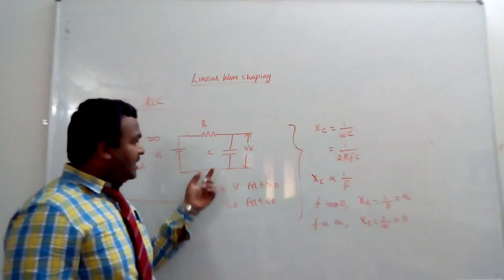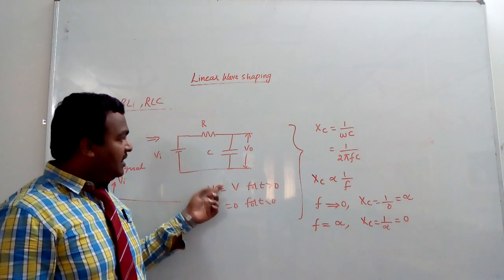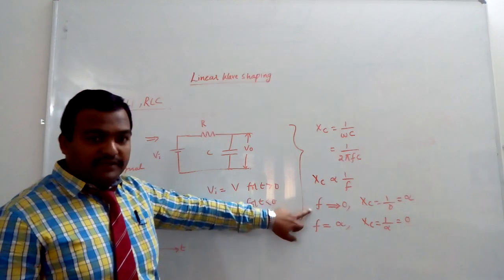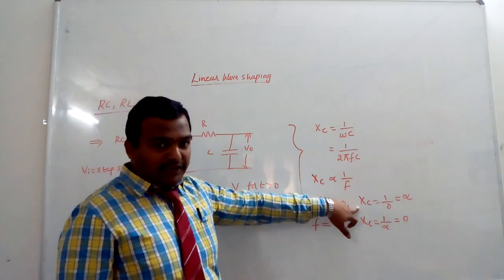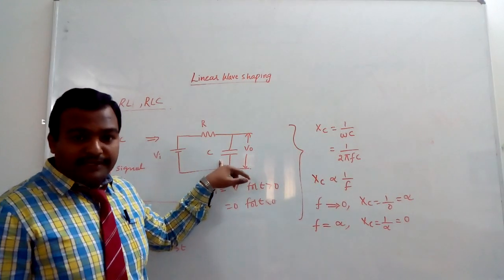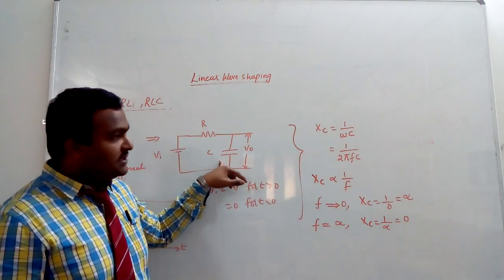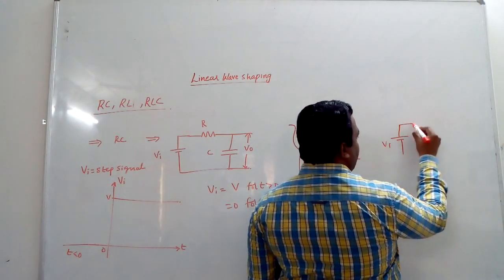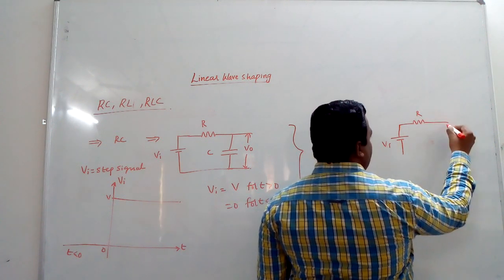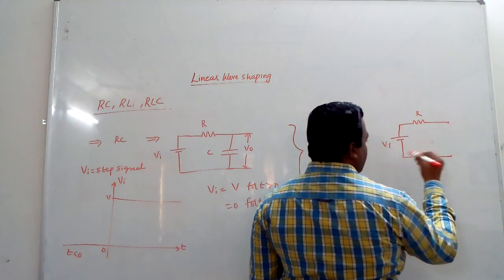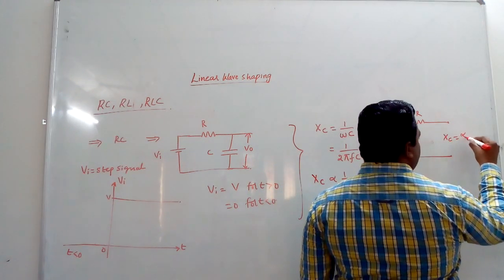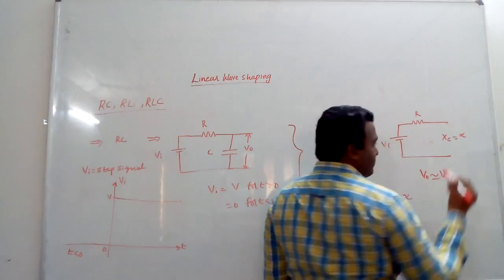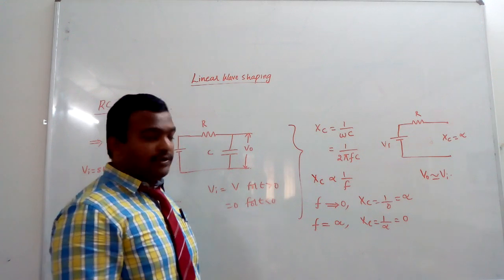Now by substituting the reactance of the capacitor, either 0 or infinity, how will the circuit behave with respect to the input? If I go for low frequency, F is equal to 0, Xc is equal to infinity, and the capacitor will almost act like an open circuit because of infinite reactance. Now the modified circuit I can define: this is Vi, and we have a resistor, and this is almost open because Xc is equal to infinity. In this case, output is almost approximately equal to input.